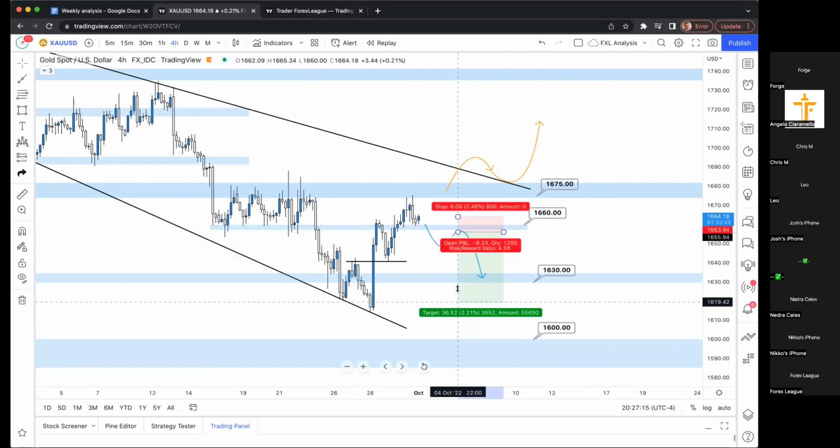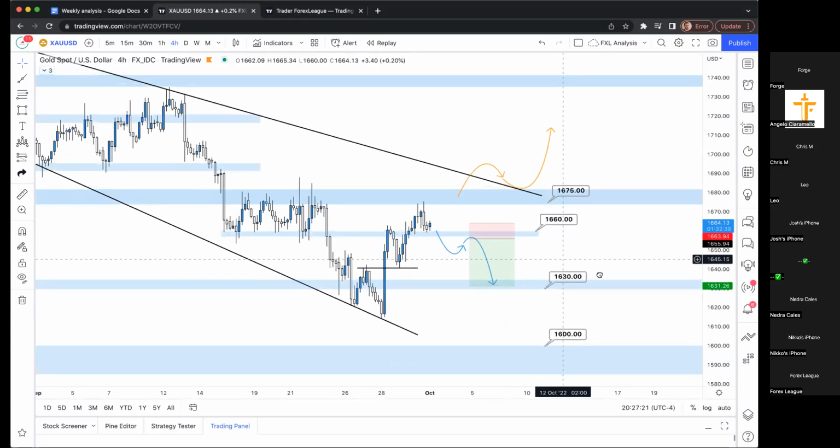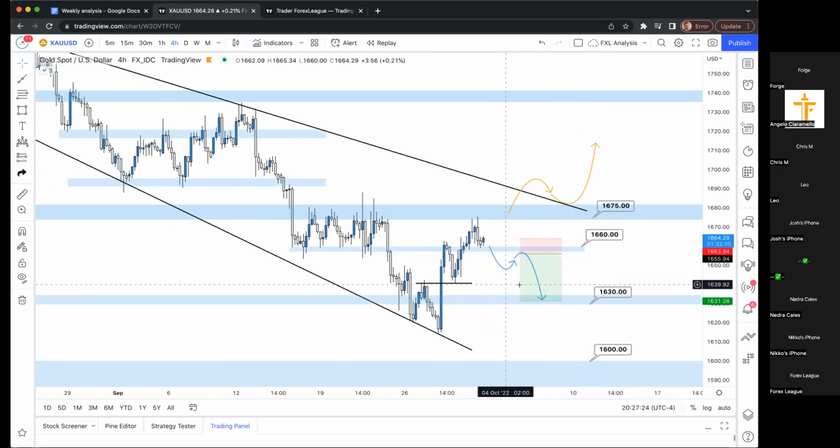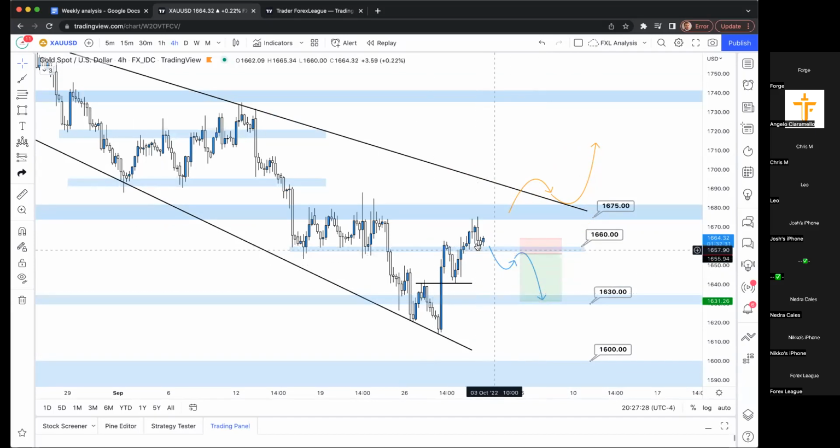Either way, you're getting a really good risk reward. Even at 1630, it's 3-1. Risking 80, looking to get about 250. Not bad at all. So for all of this to be wrong, right? Let's say our bias is completely wrong. It's not going to go bearish anymore. In fact, it's going to push above and break 1675.